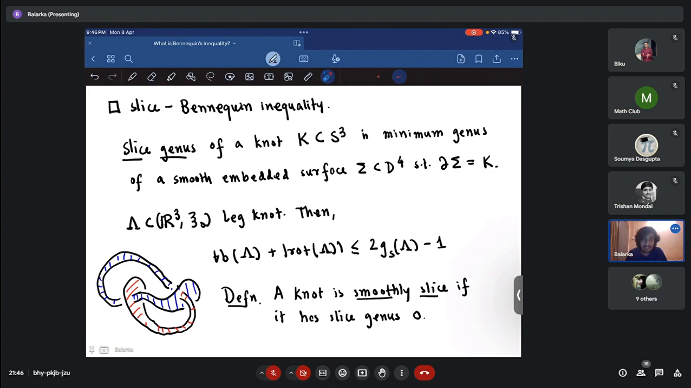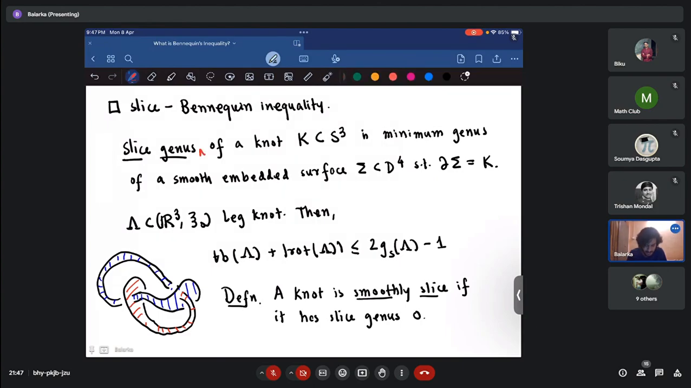What the slice-Bennequin inequality says is the following. Suppose you have, again, the standard contact structure on R3, and a Legendrian knot. The Thurston-Bennequin number plus the modulus of the rotation number is less than or equal to not just minus the Euler characteristic of any Seifert surface, but minus the Euler characteristic of any smooth embedded surface in D4 which bounds the knot, which I have written like this: 2GS minus 1. 2G minus 2 is the negative Euler characteristic for a closed surface, but there's a puncture because it bounds. That's a puncture, so I have to subtract 1. So 2GS minus 1, GS being the slice genus.